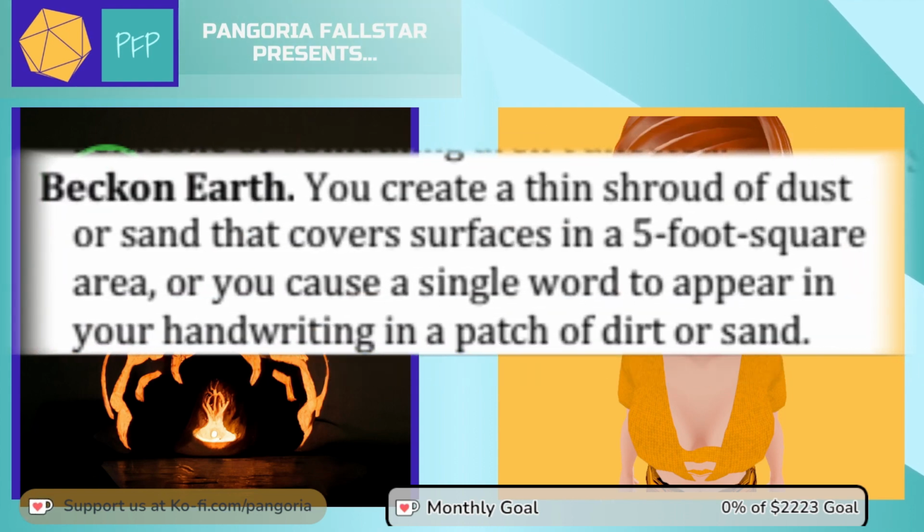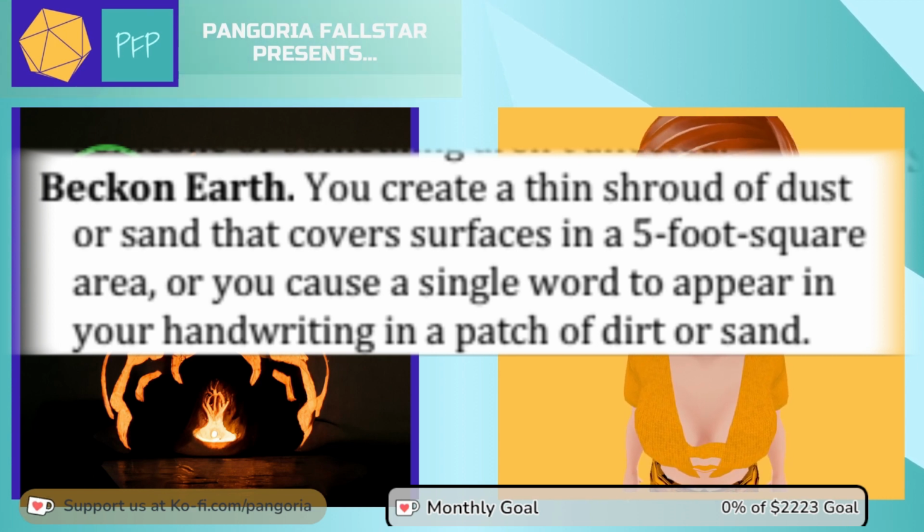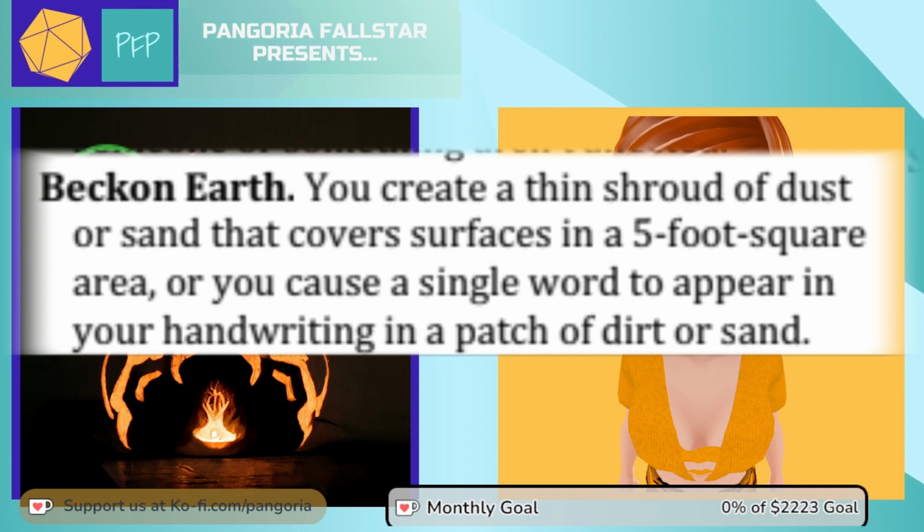Beckon earth. You create a thin shroud of dust or sand that covers surfaces in a 5-foot square area. Or you can cause a single word to appear in your handwriting in a patch of dirt or sand.